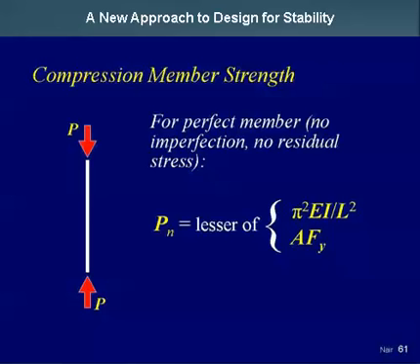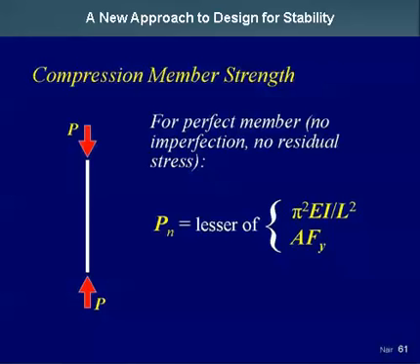Okay, now let's change gears for a moment, go into something else, or as Monty Python used to say, now for something completely different. Let's look at the compression strength of a single member. And again, let's first look at a perfect member with a load P on it, a compressive load.